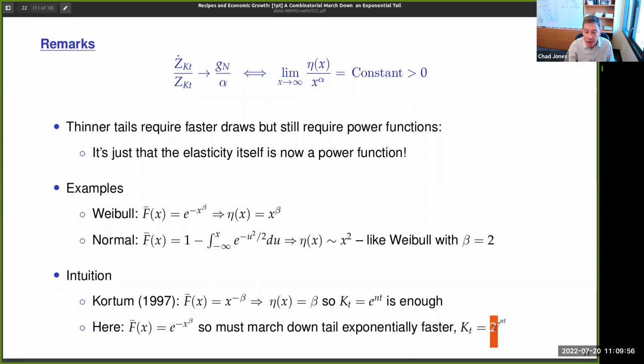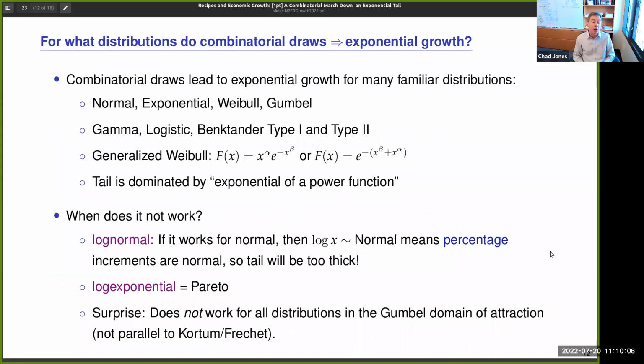Notice there's nothing special about the number 2 here. That could have been a 3 or a 37 or an e. It could be e to the nt. That's what I mean by you march down the tail exponentially faster. Okay, so for what distribution do combinatorial draws generate exponential growth? You can apply that theorem: normal, exponential, Weibull, Gumbel, gamma, logistic, generalized Weibull, let it be a power function times the exponential, or the exponential of a polynomial. All of these are going to work.